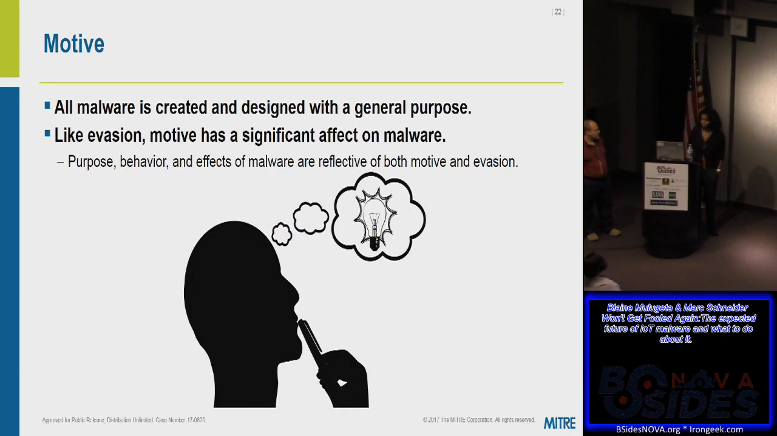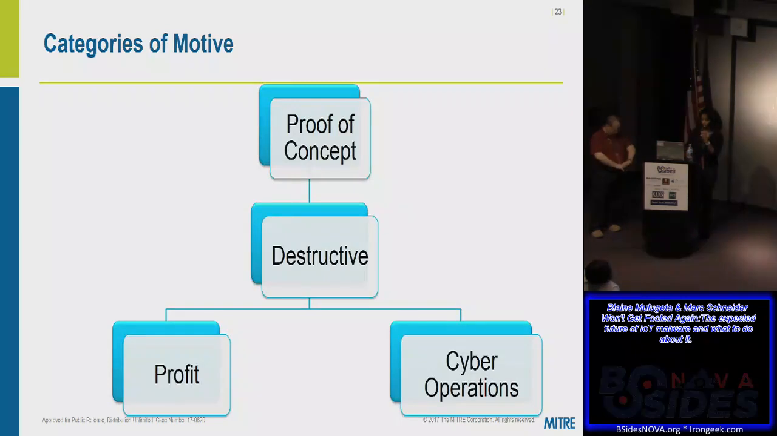All right, so I think it's safe to say that most malware is created with a general purpose, whether that be trying to understand if things are possible, destroying things or whatnot. And we have attempted to identify four general categories that fall under these likely motives. This is because we feel that motive plays a very significant role in how malware is designed and how it's used. So understanding that would help us relate this back to IoT targeted malware.